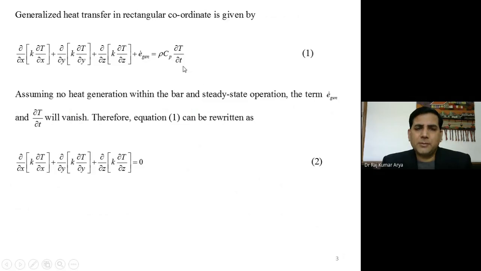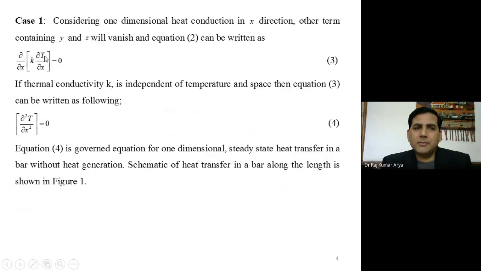So with no heat generation and under the steady state condition, this equation can be rewritten into this particular form, and again you are cancelling the heat transfer in the y direction and in the z direction. So you will end up with this equation here: del upon del x of k del T upon del x equal to 0.